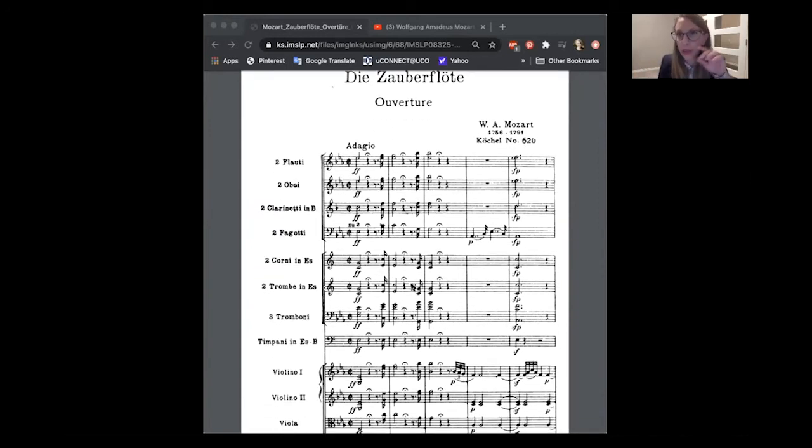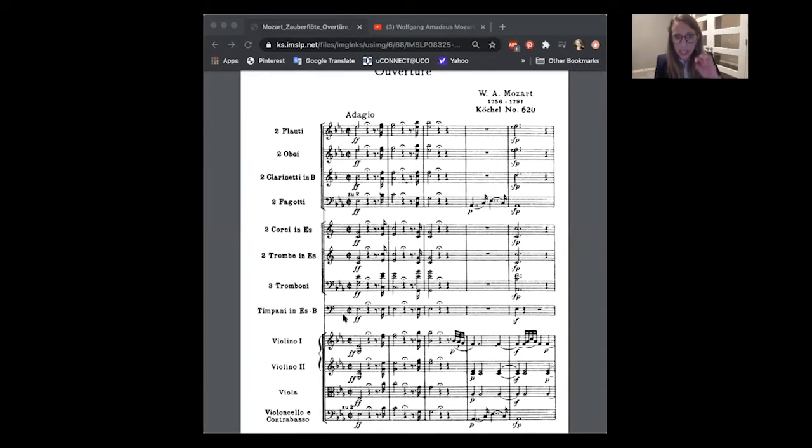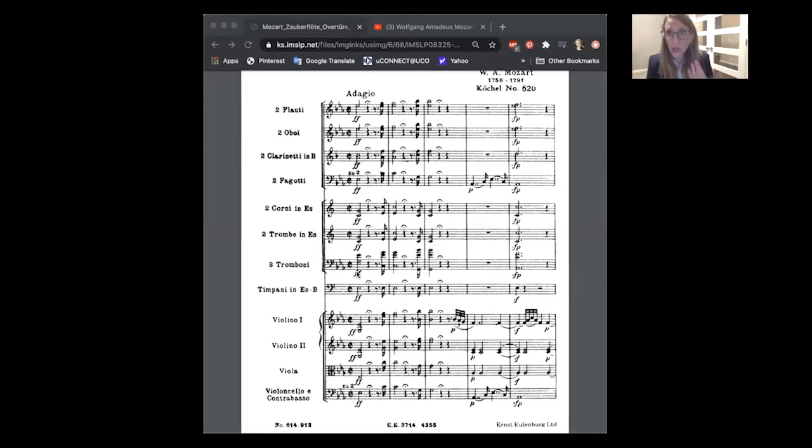You'll see here in the score that I have pulled up that when we first start, it begins in this very still moment, and you see these three triads demarcated by the fermatas. And Tarasti says that these act as sort of three knocks that open a Masonic ritual. Now, Die Zauberflöte, you have to know, is an opera that is infused with ideas from Freemasonry.